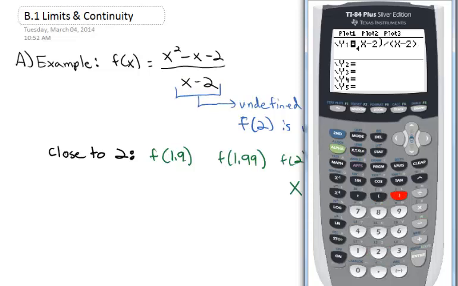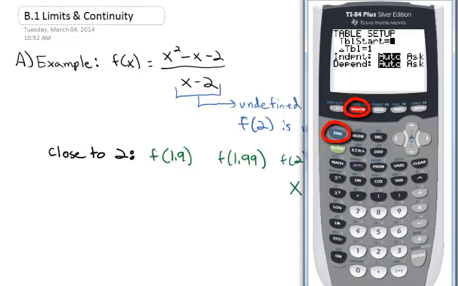Next, we're going to change some settings. To do that, we're going to hit second, and then the window button. Above the window button, you'll see it says table set. And we're going to scroll down to the independent variable and set it to ask. In other words, it's going to ask us what we want to plug in for x, and it's going to tell us the answer for the entire fraction.